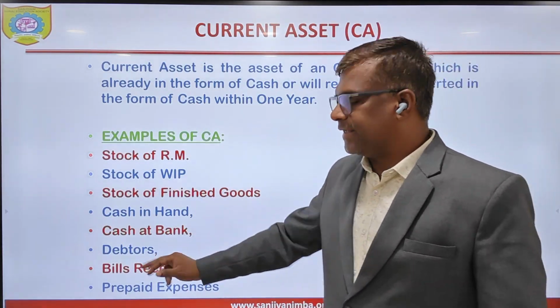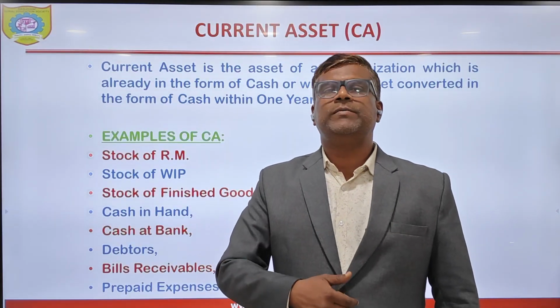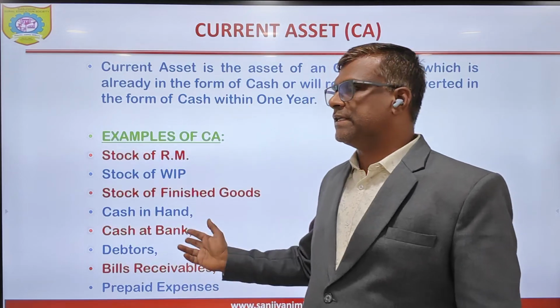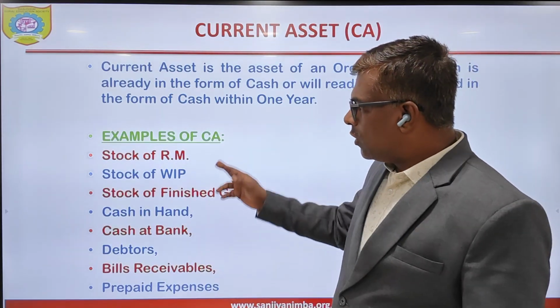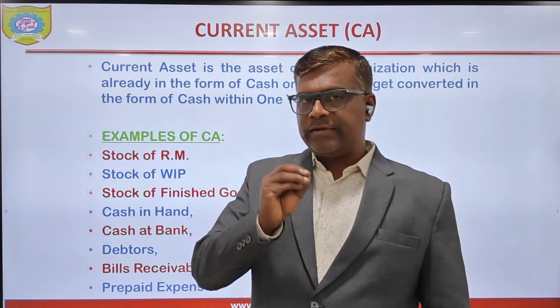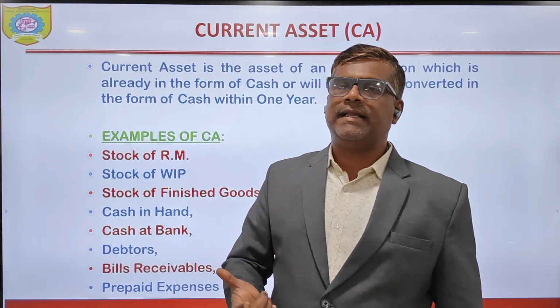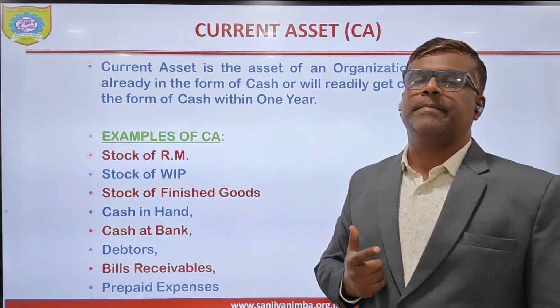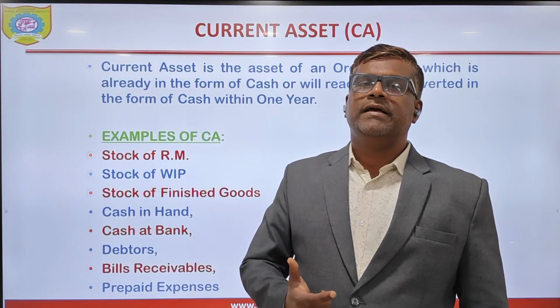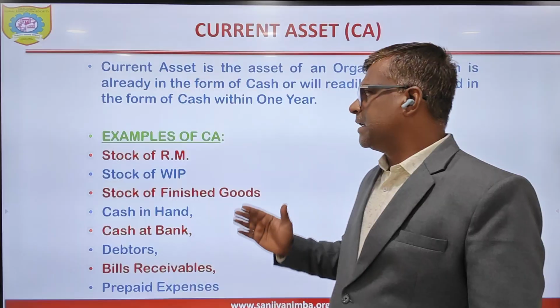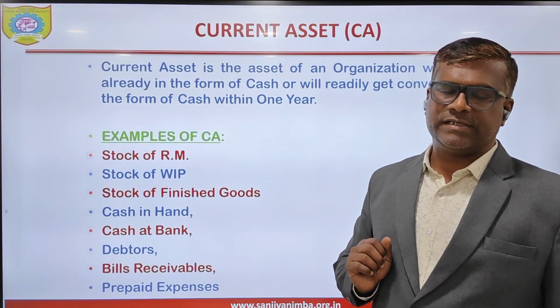Or debtors are the ones to whom you have sold the materials on credit. They will make your payments and your debtors will become cash. So all these things, if you apply the test of the definition that I have quoted, you will understand that yes, these are the examples which perfectly indicate current assets. So friends, these are the several examples of current asset.